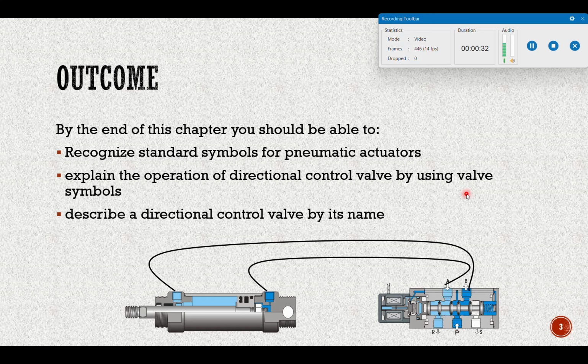Hopefully by the end of this chapter you should be able to recognize standard symbols for pneumatic actuators, explain the operation of directional control valve by using valve symbols, and also describe a directional control valve by its name, and understand how it works as well. I'm going to help you go through all those lecture notes, and then I'm going to look into a few videos that might help you to enhance your understanding as well.